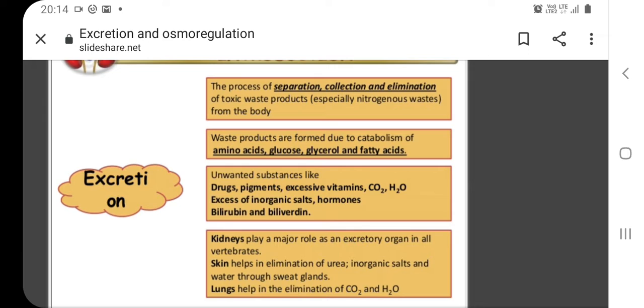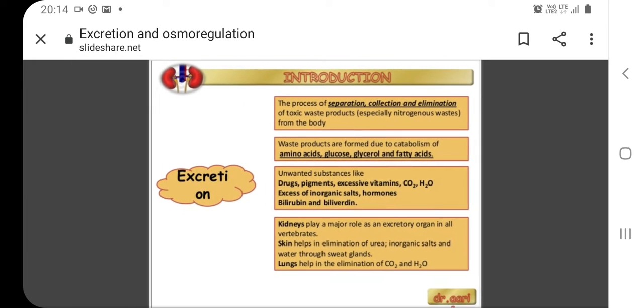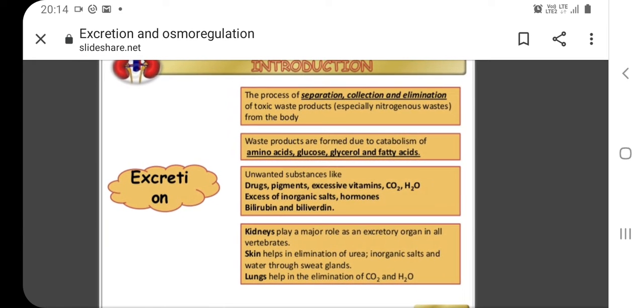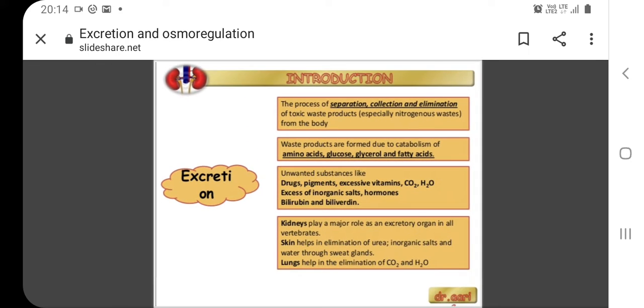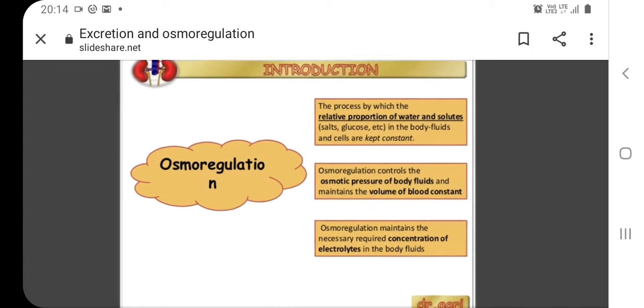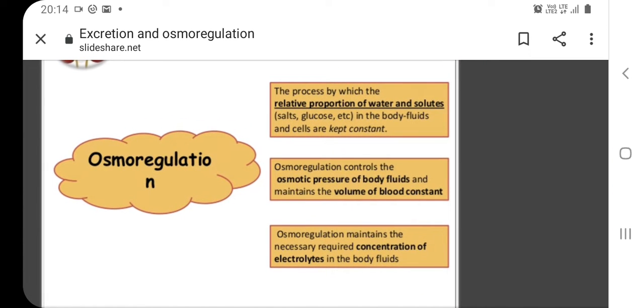So, kidneys play a major role as an excretory organ in all vertebrates. Besides kidneys, skin also helps in elimination of urea, inorganic salts, and water through sweat glands, and lungs also help in the elimination of water. Now, what is osmoregulation?